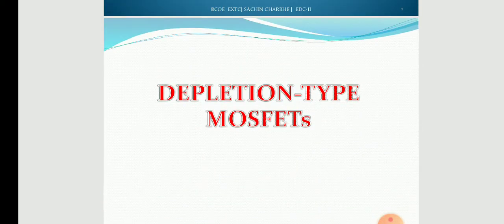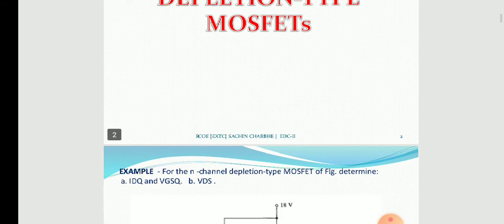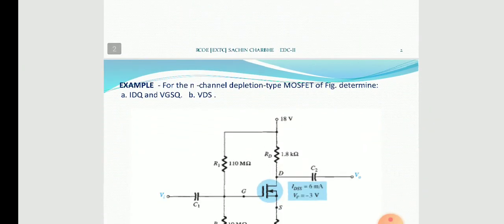In depletion type MOSFET, the analysis in DC domain is similar to the JFET. The difference is that the depletion type MOSFET permits the operating point to positive values of VGS and levels of ID that exceed IDSS. So we can say that the analysis is the same as for JFET. Similarly, like JFET, depletion type MOSFET has two types of biasing: one is the fixed bias and another one is the voltage divider bias. So we'll take the first numerical.